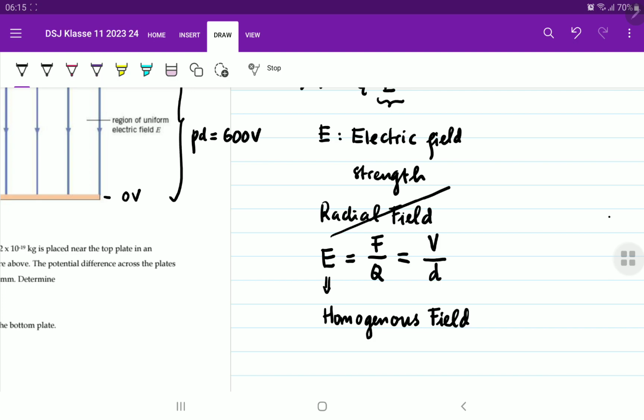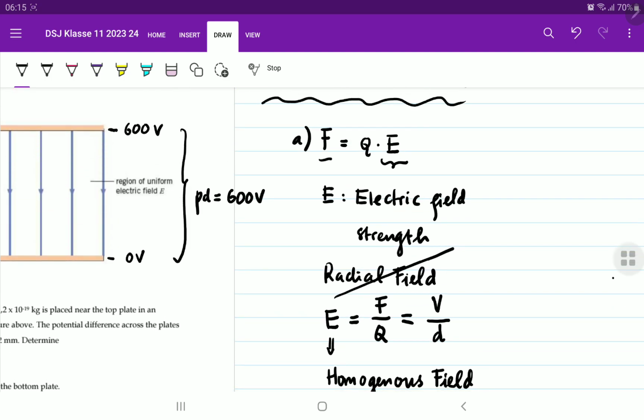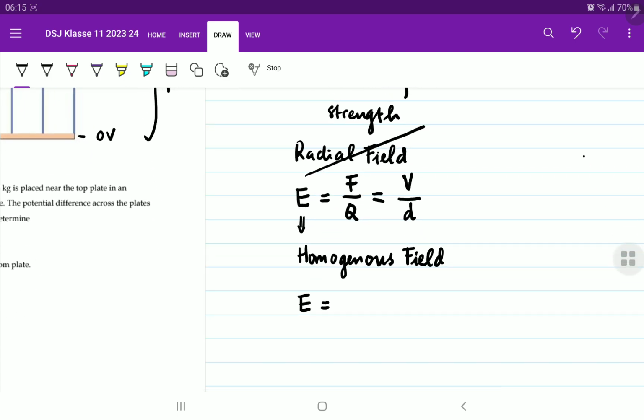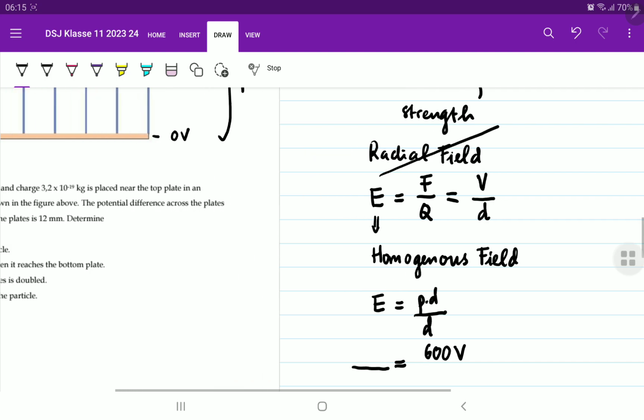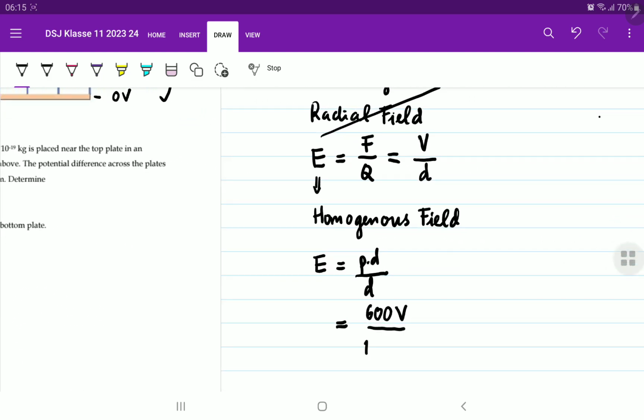Homogeneous electric field. Now, let's calculate E, because that's the only missing quantity that we do not know in order to calculate the force here. So I have E. E is PD, potential difference or voltage, divided by D. The potential difference is 600 volt divided by D, which is given as 12 millimeter, 12 times 10 to minus 3 meter.